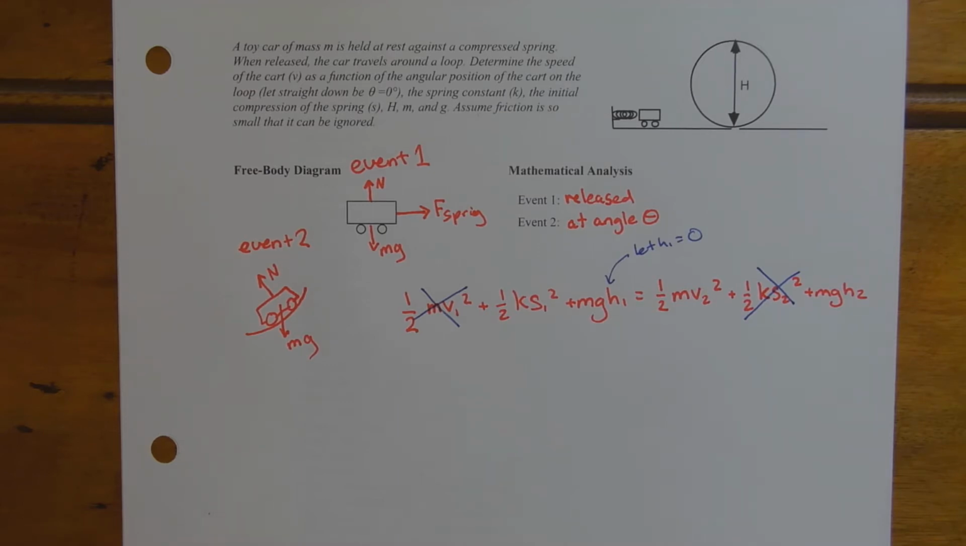So we're determining the speed as a function of the angular position, theta, the spring constant k, the initial compression of the spring s, h, which is the height of the loop, m, the mass of the car, and little g. Assume friction is so small that it can be ignored.